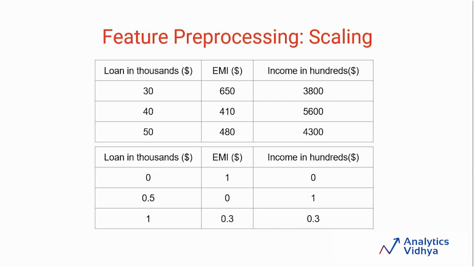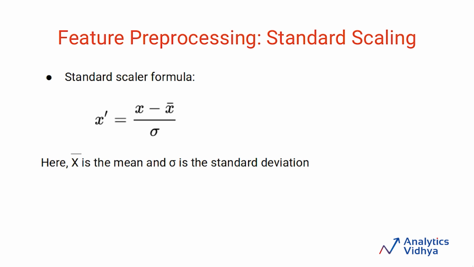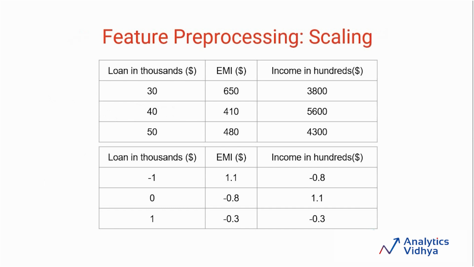Now let's look at the second method called standard scaling. In this method, we first determine the mean and standard deviation of the column. Then for each value, we first subtract the mean from the value and divide it by the standard deviation. Let's apply this on the same example. Here you can see that all values of these three features are now at a similar scale. Let's do one thing. Let's implement what we have learned so far in Python.